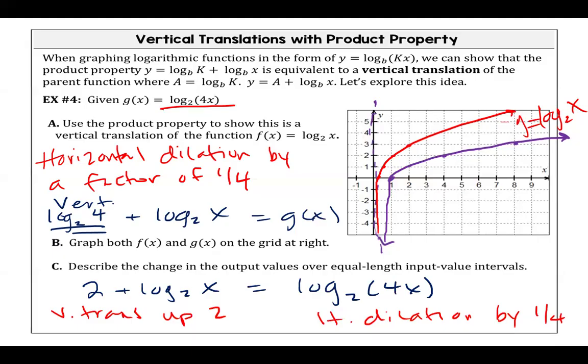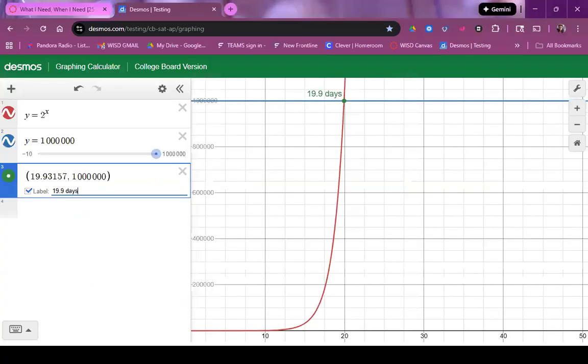So in condensed form, I'm a dilation. In expanded form, I become a translation. I know, math is crazy. I tell you. All right, so let's look at it for ourselves on a graph.